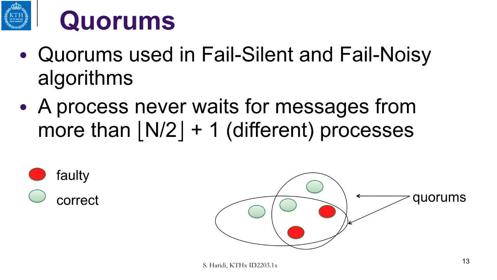So again, quorums are used in the fail-silent and the fail-noisy algorithms. And as I said before, a process never waits for a message from all processes, otherwise it can get stuck.